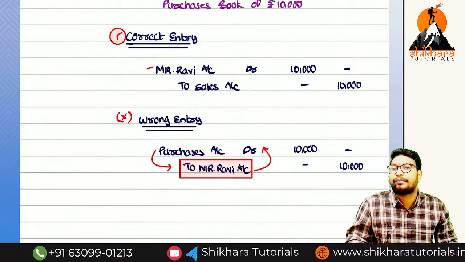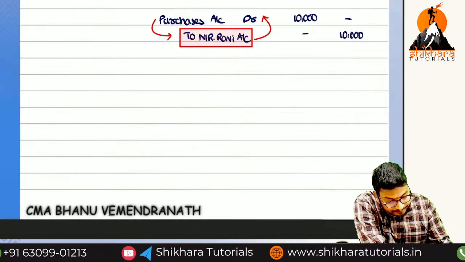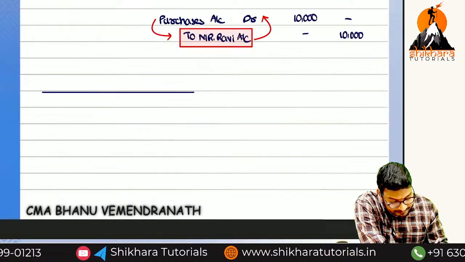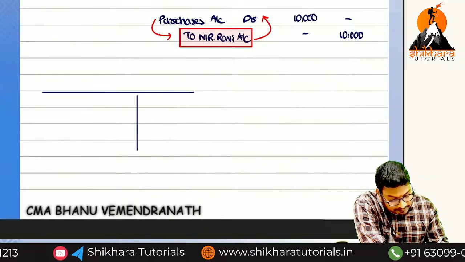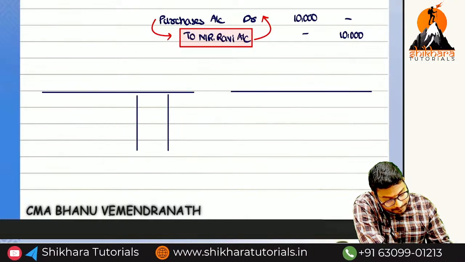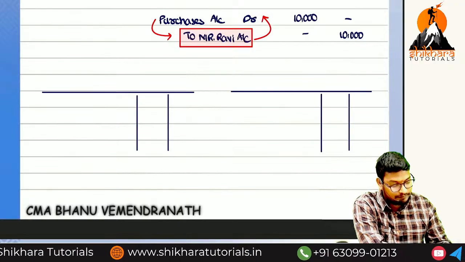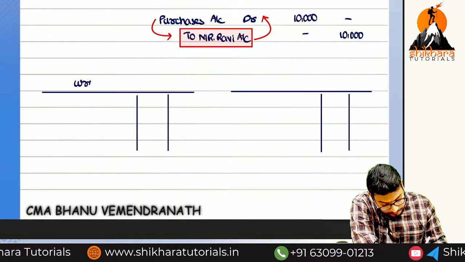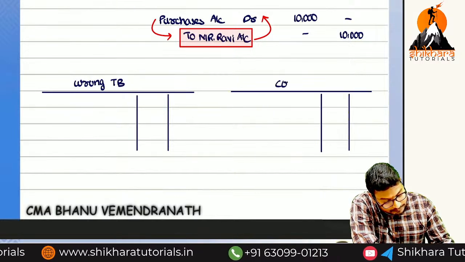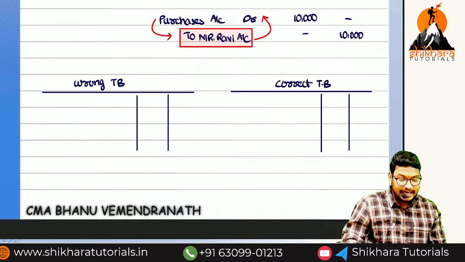Or otherwise we have to prepare what, ma? Trial balance. We can get more clarity. See this one, ma. So I am taking the two trial balances side by side. One is a wrong trial balance, another one is what, ma? Right trial balance. Wrong trial balance and correct trial balance.